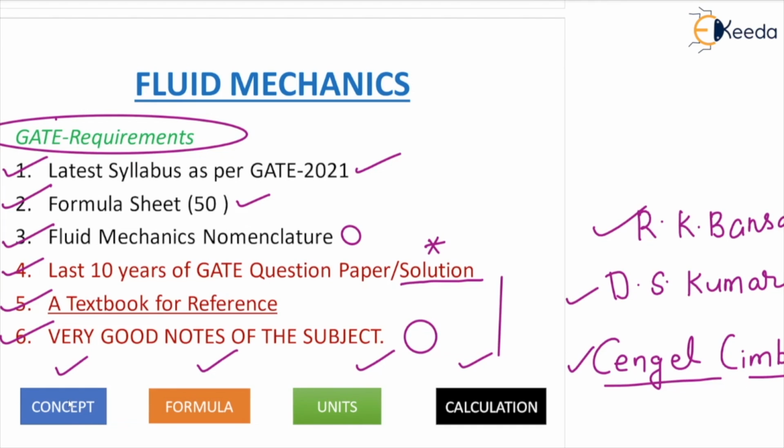So first of all, you have to understand the concept. Then from the concept and derivation, you have to derive the formula. Formulas are very important. You have to remember the formula in order to save time in the examination. Don't go for the derivation. And then units. Units are very important for engineering, and those students who are good in units will definitely feel comfortable in the examination. And in the last, we definitely want an accurate and perfect calculation for the subject fluid mechanics.